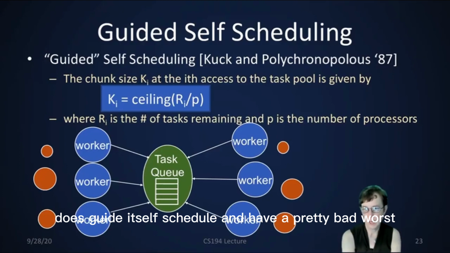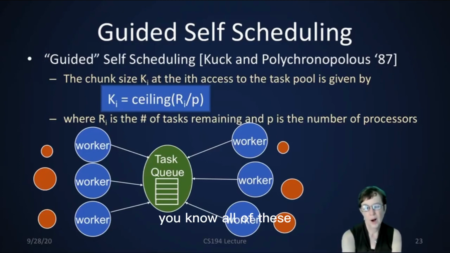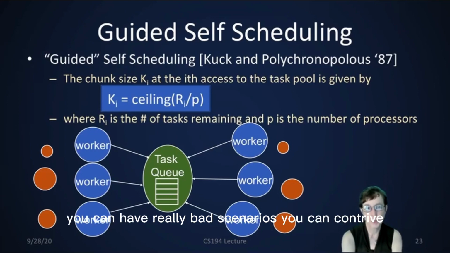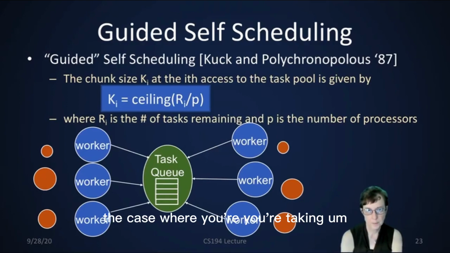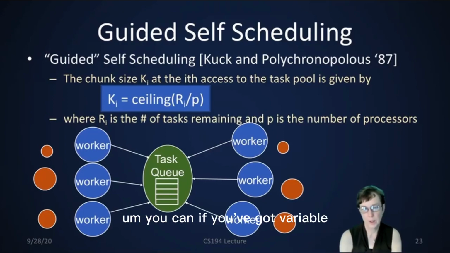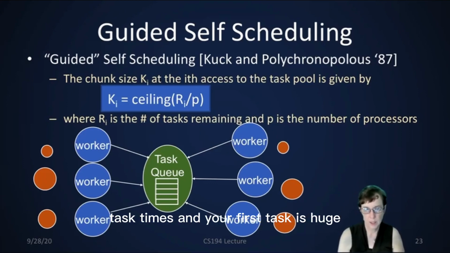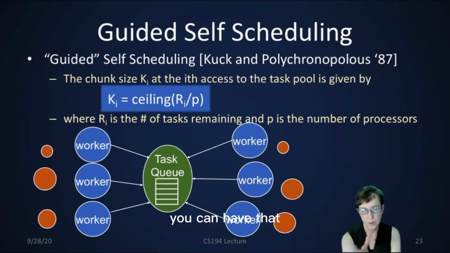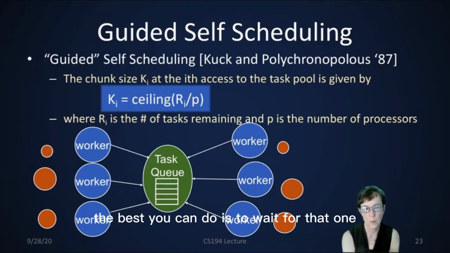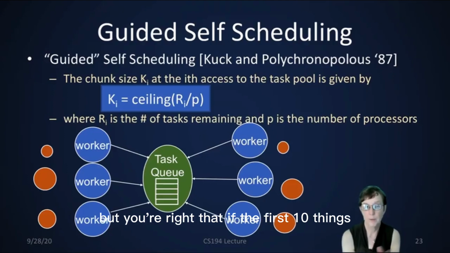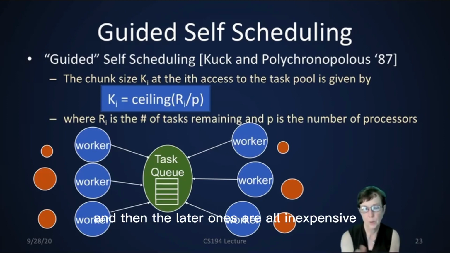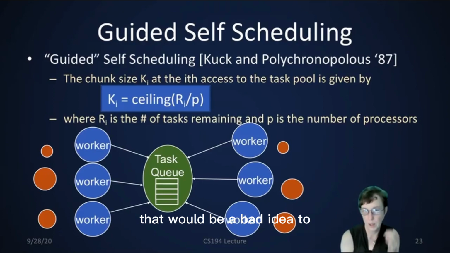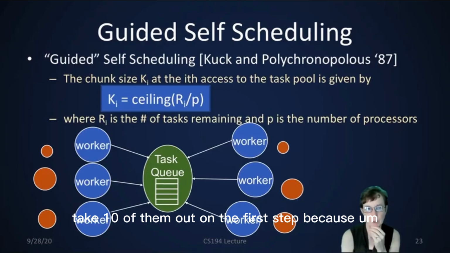And the question is, does guided self-scheduling have a pretty bad worst case scenario? All of these can have really bad scenarios. You can contrive one even for the case where you're taking only one task out at a time. If you've got variable task times and your first task is huge, the best you can do is wait for that one processor to finish that one big task. But you're right that if the first 10 things, and I guess we had a picture of this earlier, happen to be all really expensive, and the later ones are all inexpensive, it would be a bad idea to take 10 of them out on the first step.